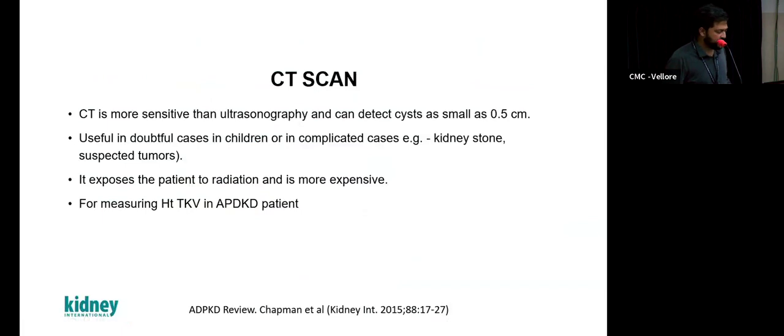CT scan is another sensitive test that can detect very small cysts also, usually useful in children and uncomplicated cases of renal stones and suspected tumors. But it exposes the patient to radiation and is expensive. HtTKV is basically height-adjusted total kidney volume in ADPKD patients.